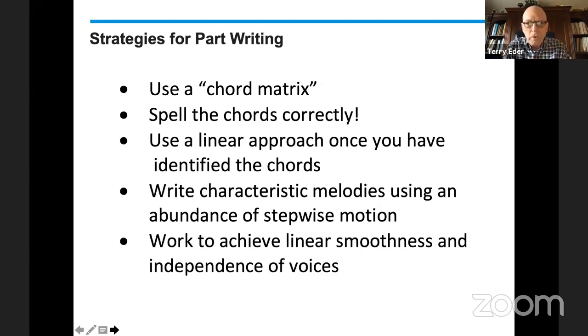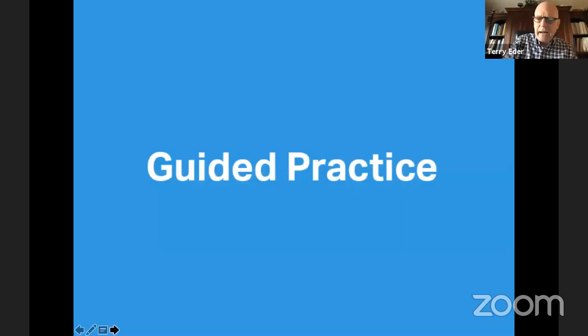Strategies. Use a chord matrix. I'm going to do that with you today. And I think using that chord matrix really will work well, and you'll see why. We've got to spell the chords correctly. That's number 1. Otherwise, we don't get voice leading in or voice leading out of the chord. We want to use a linear approach once we've identified the chords. That means write a characteristic melody using an abundance of stepwise motion and work to achieve linear smoothness and independence of voices. Okay, so those strategies, I gave them to you last time and I wanted to review those with you. And now let's do our guided practice for today.